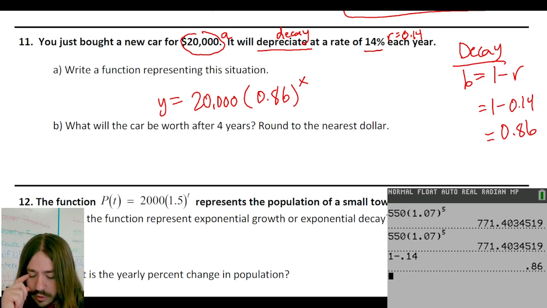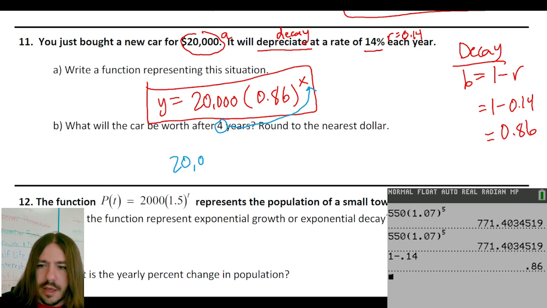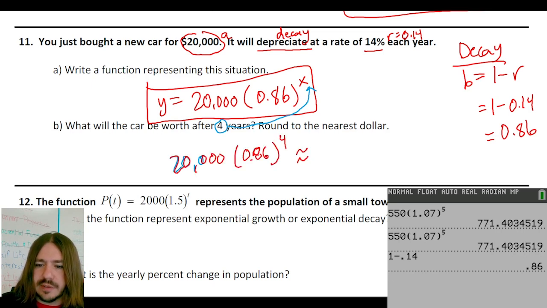Part B says, what will the car be worth after 4 years? So we're going to plug that 4 into x and evaluate that, and it specifically says round to the nearest dollar. So we're going to multiply 20,000 times 0.86 to the power of 4. And we're rounding, so I'm going to use the approximate symbol here.